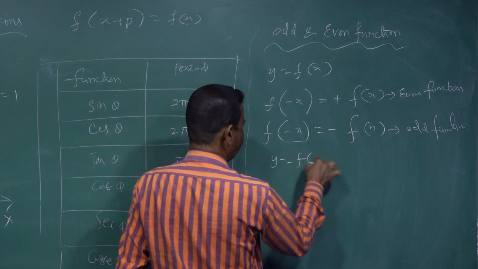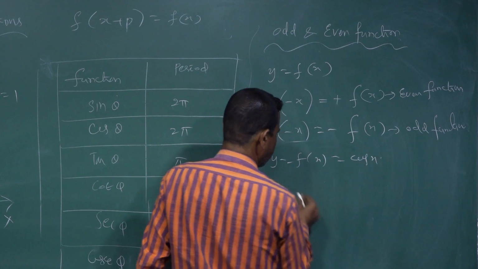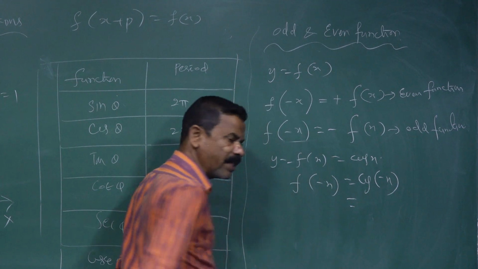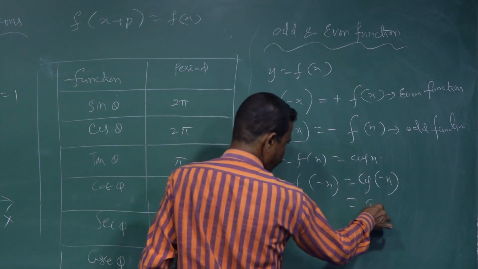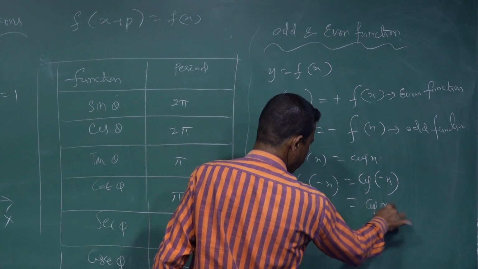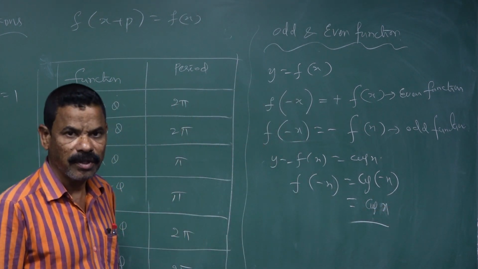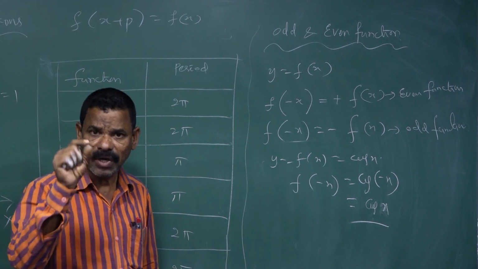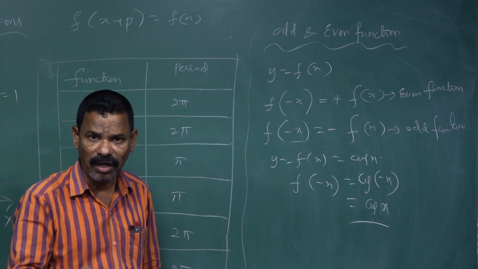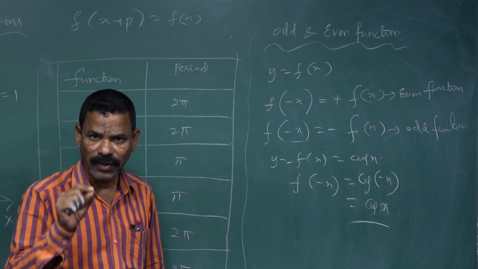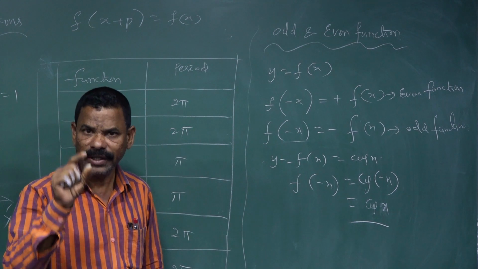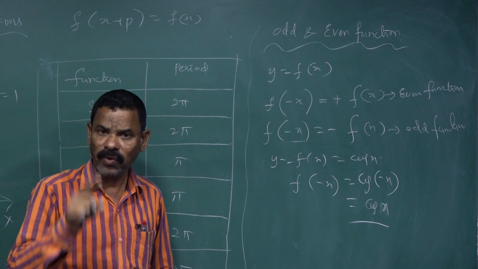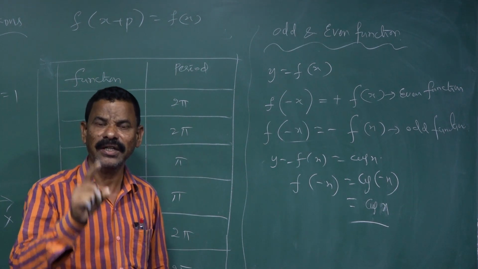Suppose y is equal to f of x is equal to cos x. Instead of x put minus x: cos of minus x, so cos of minus theta is plus cos theta. That's why plus cos x comes. So this is an even function. In these trigonometric 6 ratios, except cos and sec, the remaining are all odd functions. Odd functions are sin, tan, cot, cosec. These are 4 odd functions. Only cos and sec are even functions.